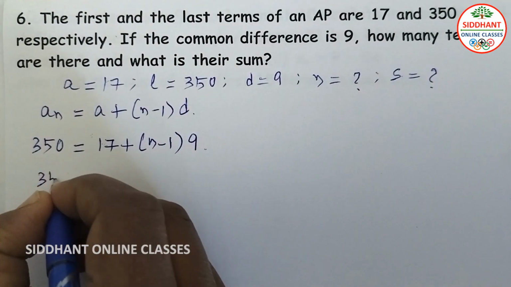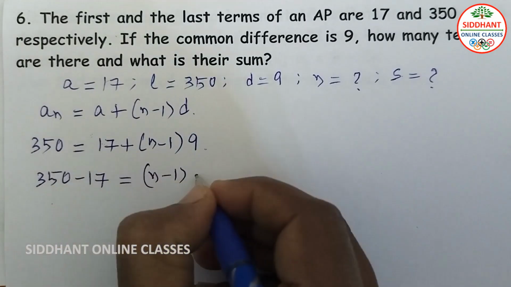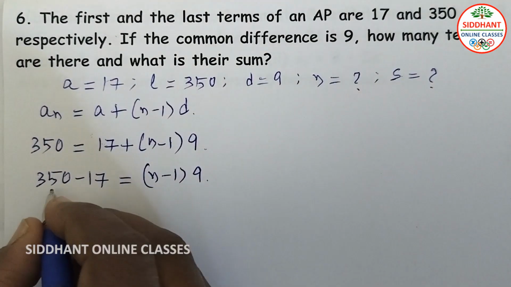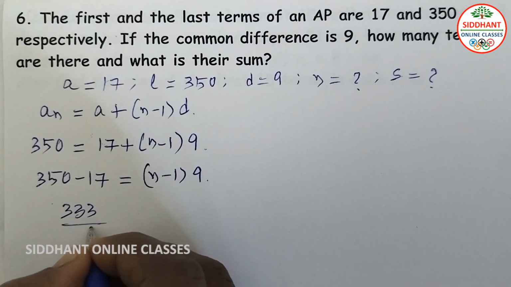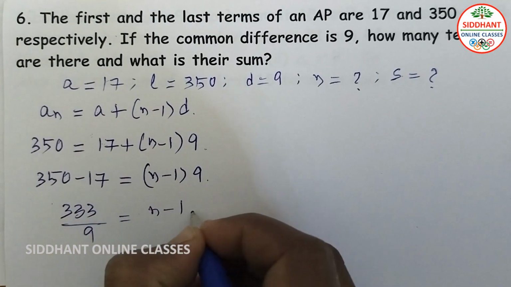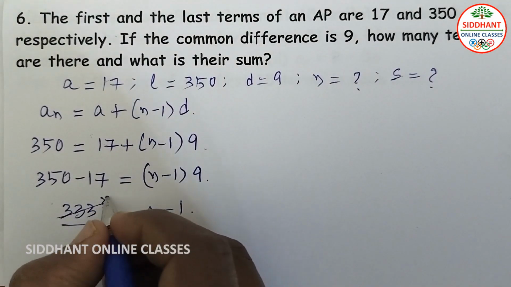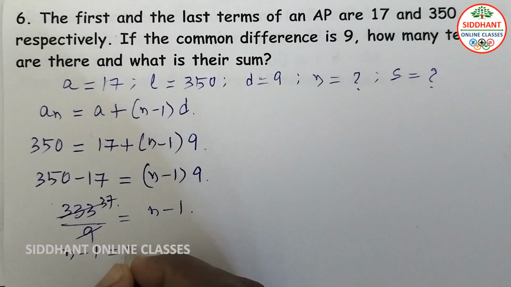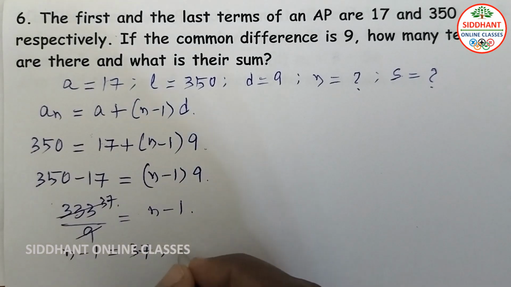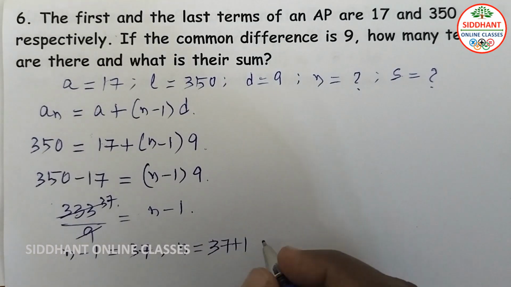So 350 − 17 = (n − 1) × 9. 350 − 17 is 333, and 333/9 = n − 1. Here 9 × 3 × 37, so n − 1 = 37, and n = 37 + 1, which is equal to 38.